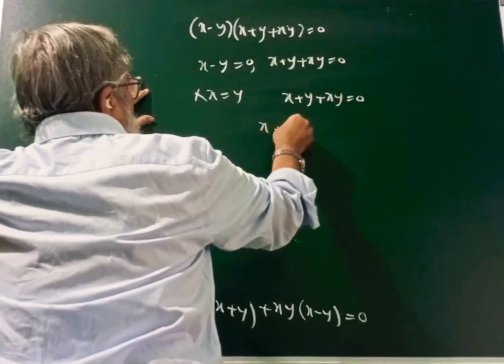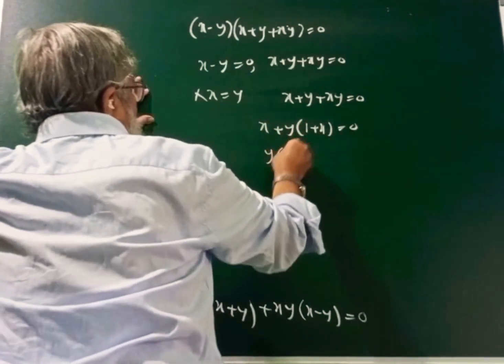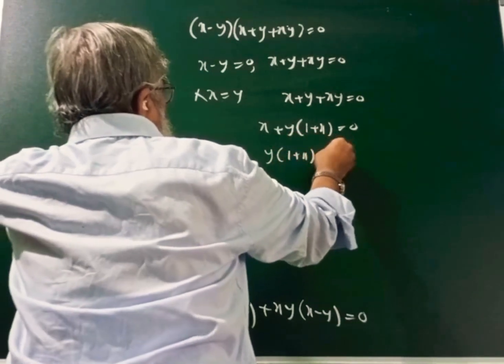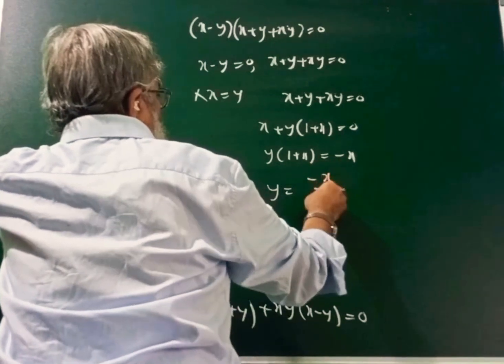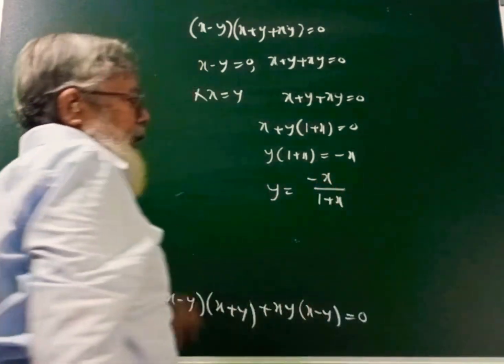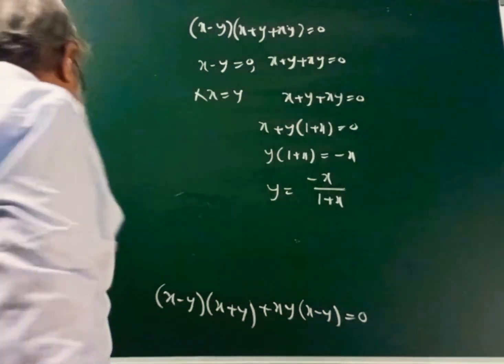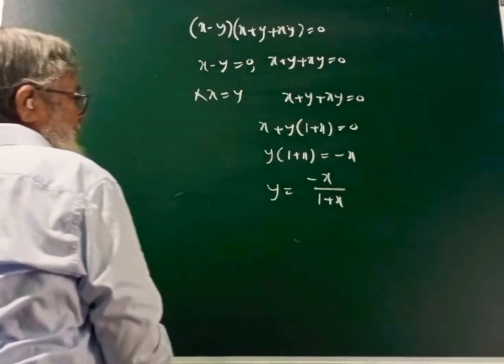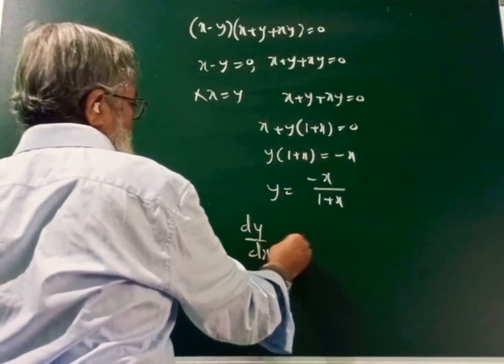Or let us take y common: y into 1 plus x is equal to minus x. Or y is equal to minus x by 1 plus x. Now this is the actual value of y. Now we have to differentiate it. We differentiate it, dy by dx. We have to apply the quotient rule here.